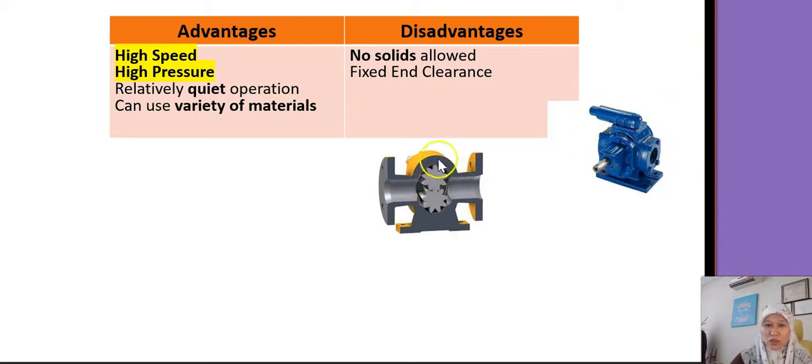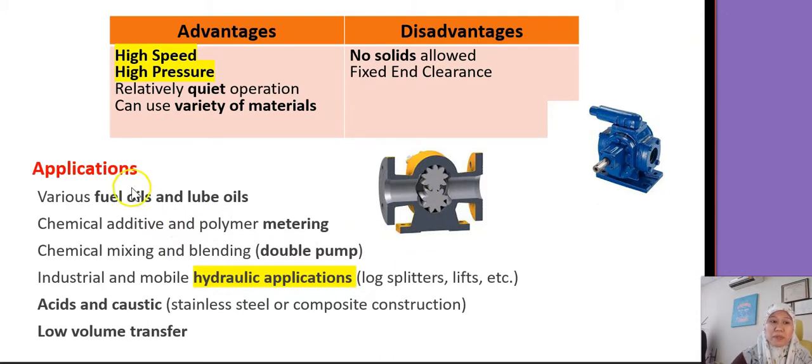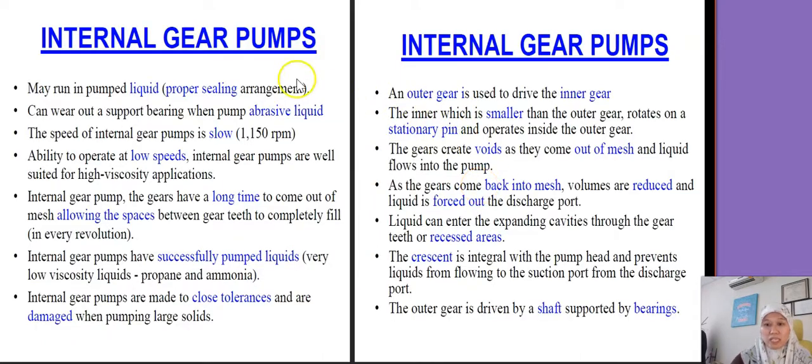So actually there's two gears rotating against each other and each gear have their own shaft. Okay. Application: various fuel, oil and lube. Okay, untuk metering, polymer and additive, untuk blending, okay, hydraulic application, okay, and also acid and caustic, and also low volume transfer. That's for external. Okay, let's look into internal. Apa ciri-ciri internal? Okay, internal ni untuk slow speed.